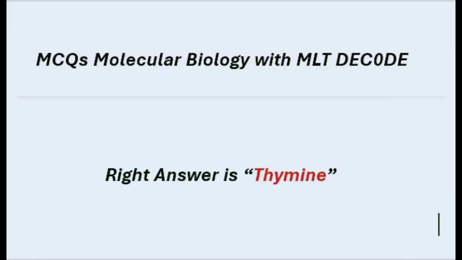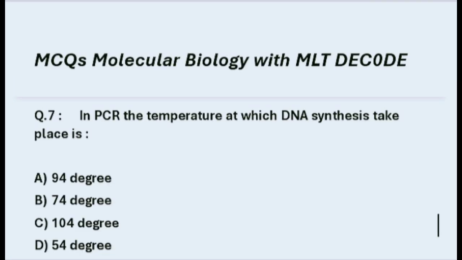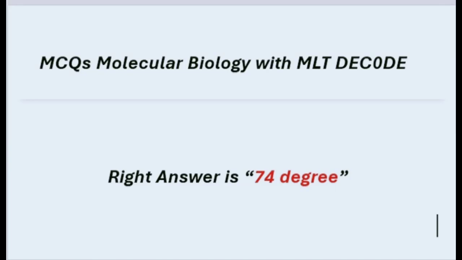The next is: DNA synthesis is measured by estimation of incorporation of a radiolabeled cytosine, uracil, thymine, adenine. The right answer is thymine. The next is: in PCR, the temperature at which DNA synthesis takes place is 94 degrees Celsius, 74 degrees Celsius, 104 degrees, or 54 degrees. Right is 74 degrees Celsius.